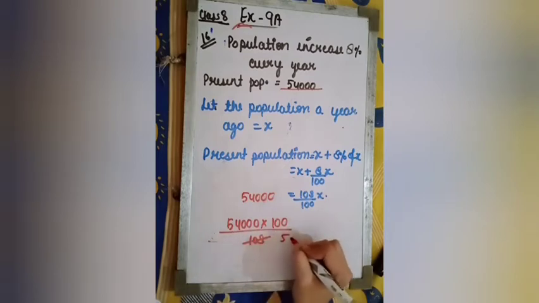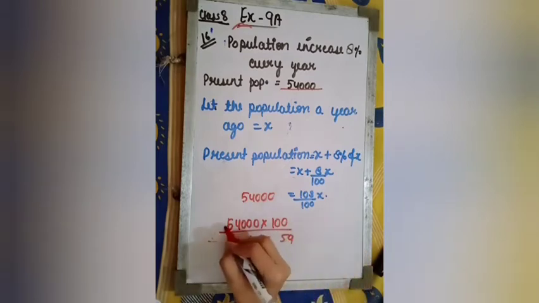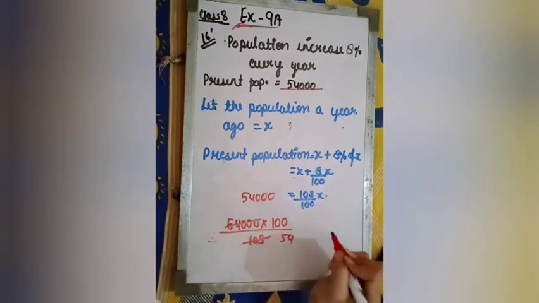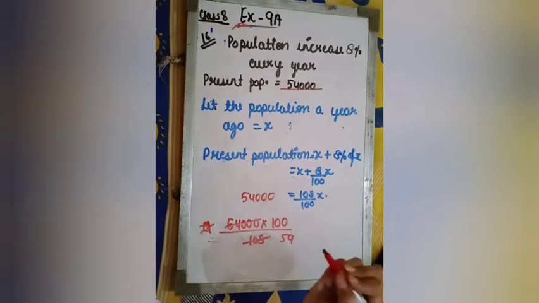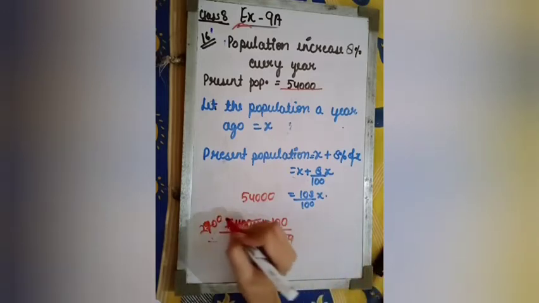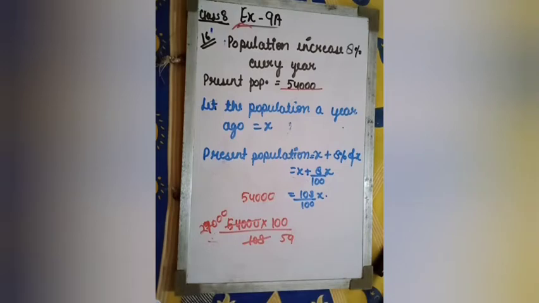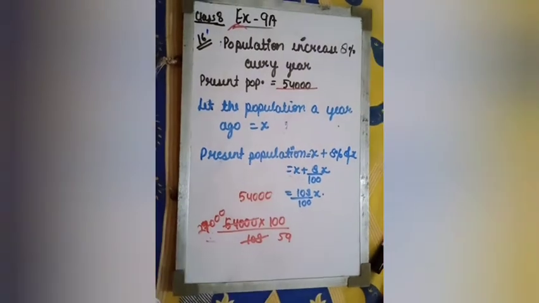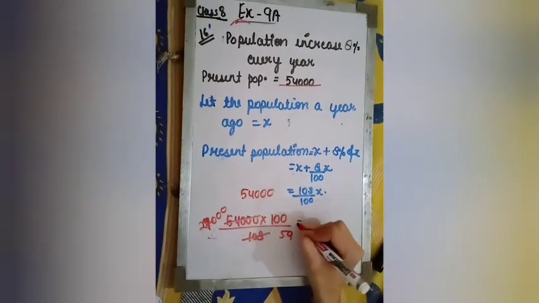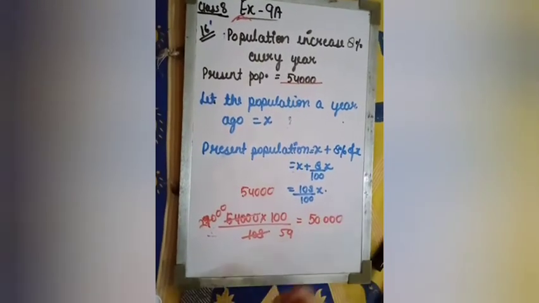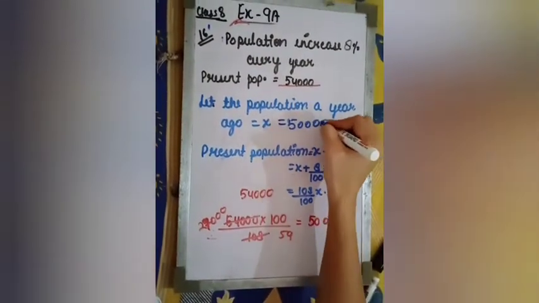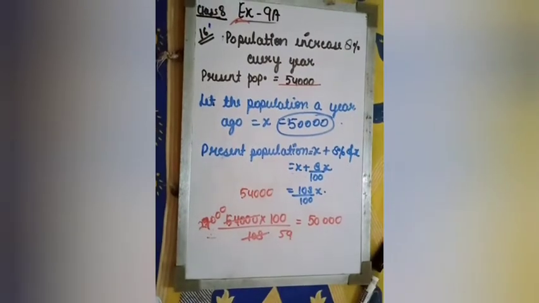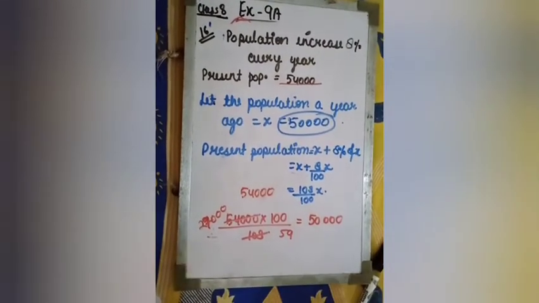2 5s are 10, 2 9s are 18. It is 2 2s are 4, 2 7s are 14, 0 0 0. Okay, when you solve it further, you will see it is 50,000. So the population 1 year ago is 50,000. Okay. Now let's move on to the question number 18.